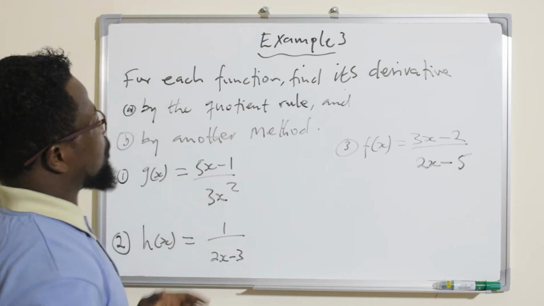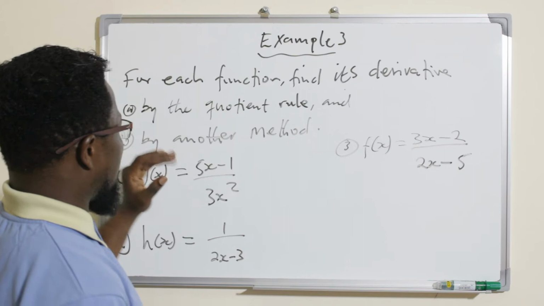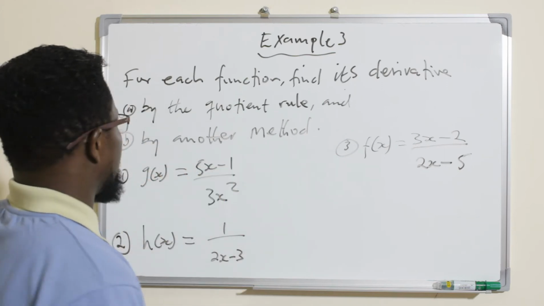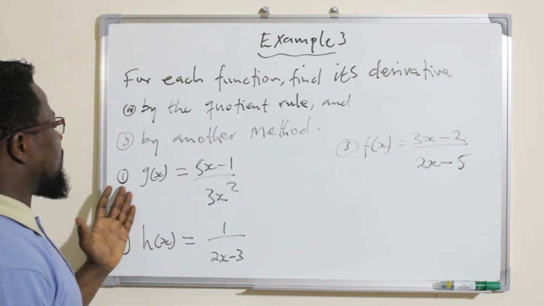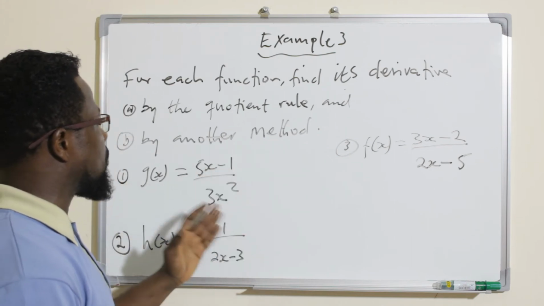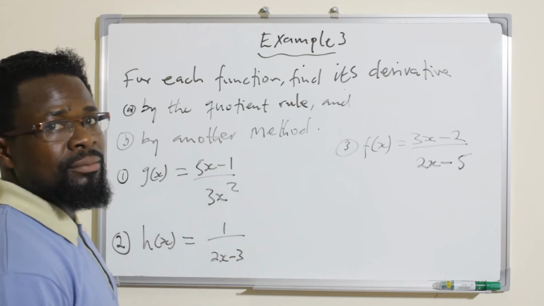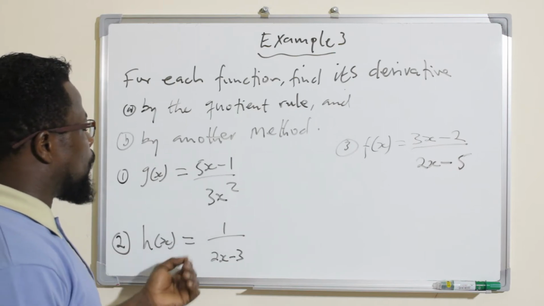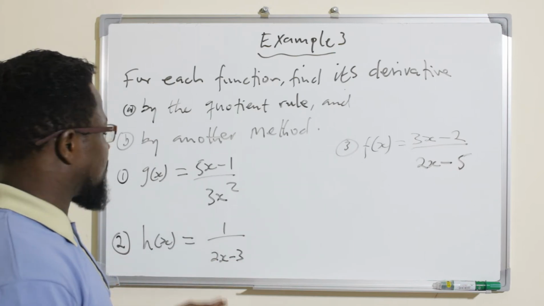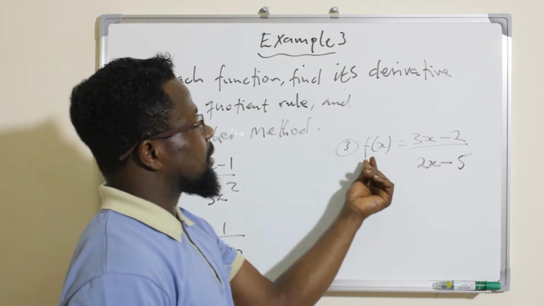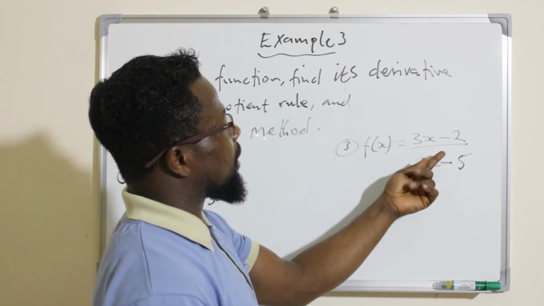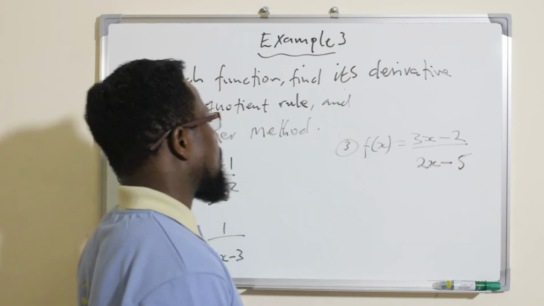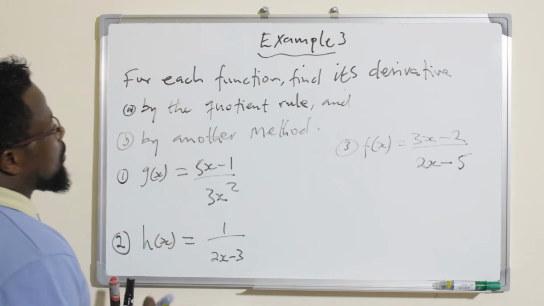Okay, so for each of the functions, we should find its derivatives by what? By the quotient rule and by another method. The function number one given is g of x equals 5x minus 1 all over 3x squared. Example 2 is h of x equals 1 over 2x minus 3. And number 3 is f of x equals 3x minus 2 all over 2x minus 5.